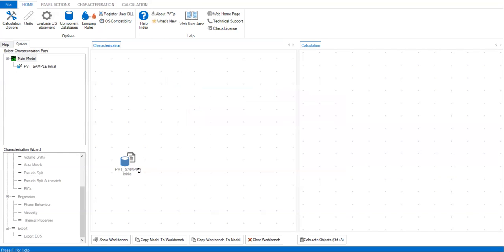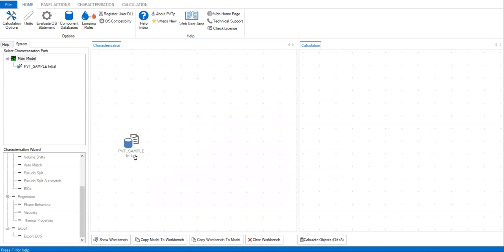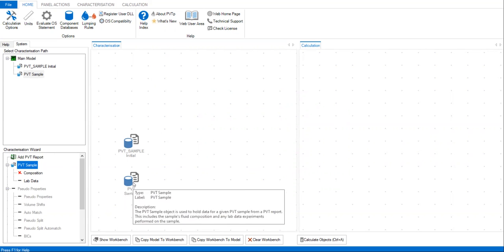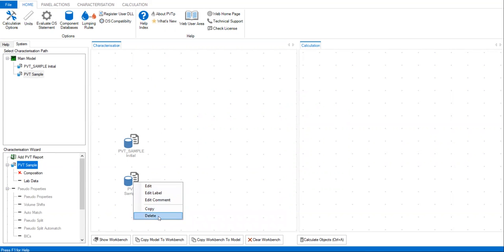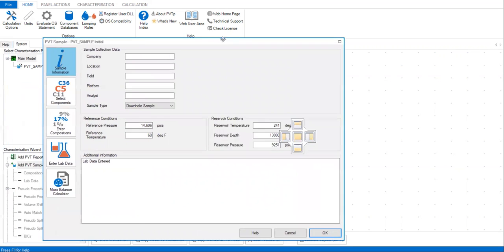Okay, and then I prepare my sample here. So PVT sample initial like this. You can also double click to add another sample. Double click on the characterization wizard. Okay, but I'm going to delete it. Okay, so I double click on this.